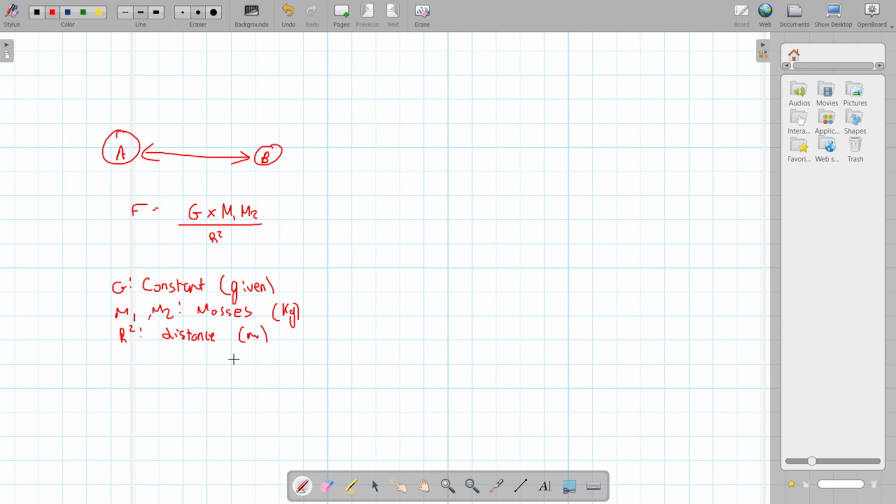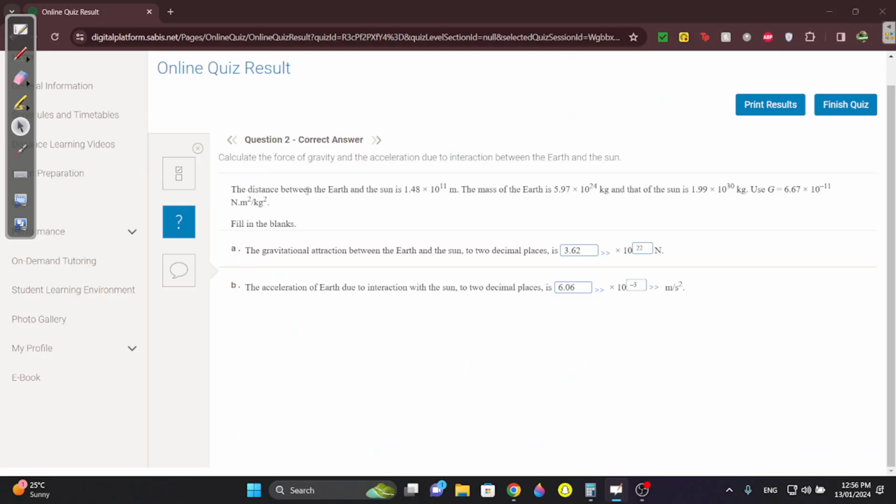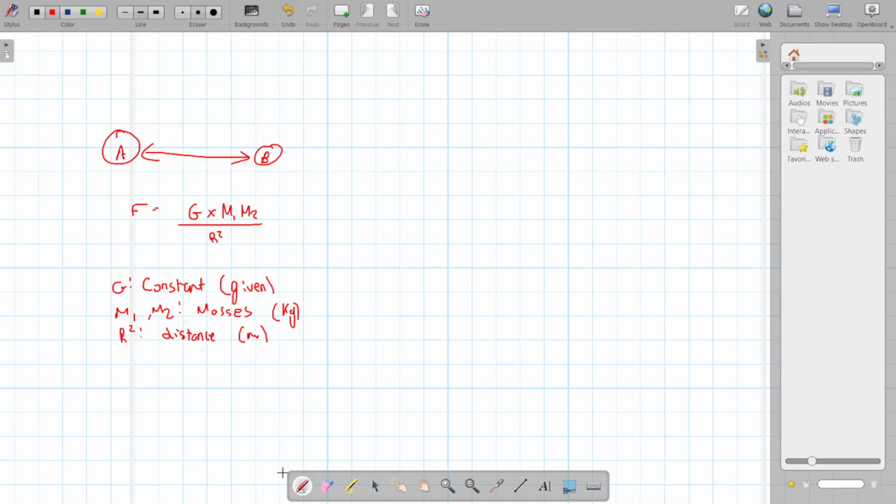If it's not meters, and in one of the questions it's in kilometers, I'll show you what to do when we reach that question. But right now, in this question, it's meters. One more formula is to calculate small g this time, not big G. Small g is the gravitational acceleration. To find g, it's big G times m over r squared. Same thing: big G is a constant, m is the mass in kilograms, and r squared is the distance.